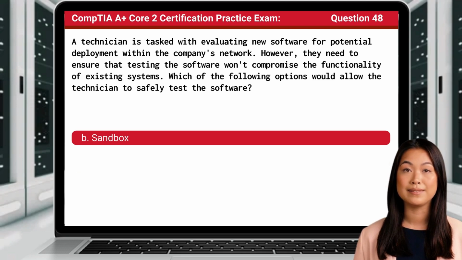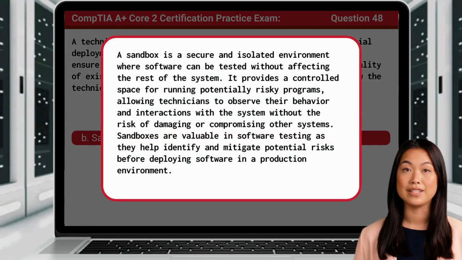The answer is B. Sandbox. A sandbox is a secure and isolated environment where software can be tested without affecting the rest of the system. It provides a controlled space for running potentially risky programs, allowing technicians to observe their behavior and interactions with the system without the risk of damaging or compromising other systems. Sandboxes are valuable in software testing as they help identify and mitigate potential risks before deploying software in a production environment.